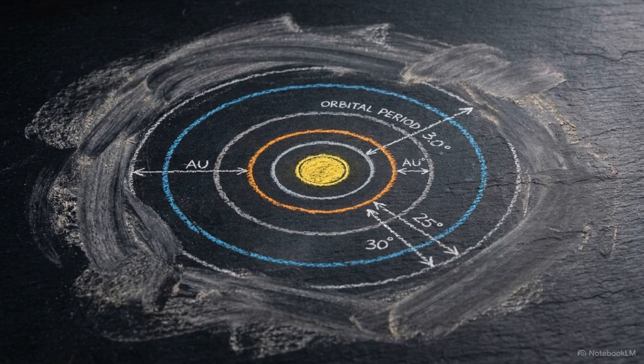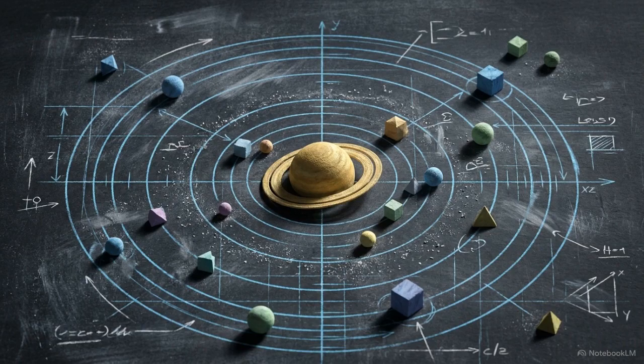The map of the outer solar system is not a finished document. It is a dynamic, evolving blueprint that we are still actively drawing today.